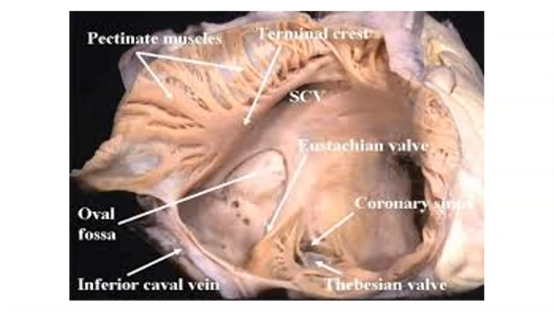In this image of a dissected right atrium, we see the pectinate muscles as well as the fossa ovalis, although here in this image it's called the oval fossa.